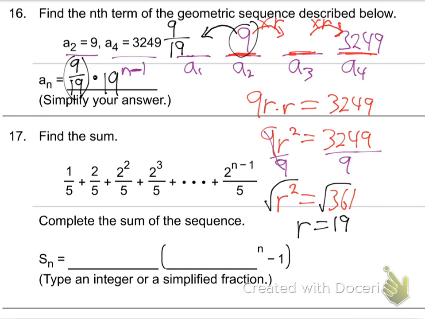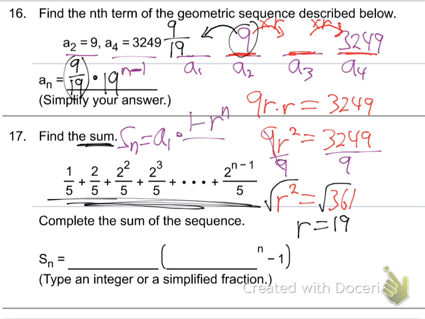Now we're shifting to a new formula for number 17. Why? Because we're doing a sum. They're being added up now, so we go to a new formula. Here it is: S sub n is A1 times 1 minus R to the n over 1 minus R. There's our S sub n formula. We want to use that formula, plug in A1, plug in R, and then we're going to have to clean it up a little bit.